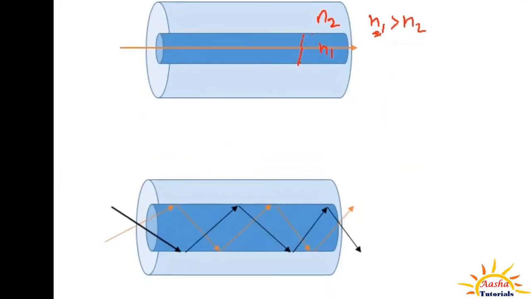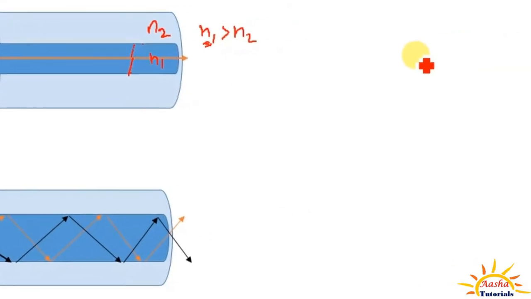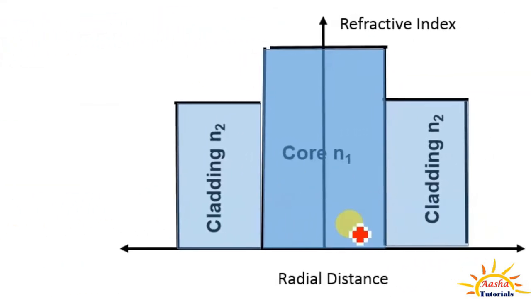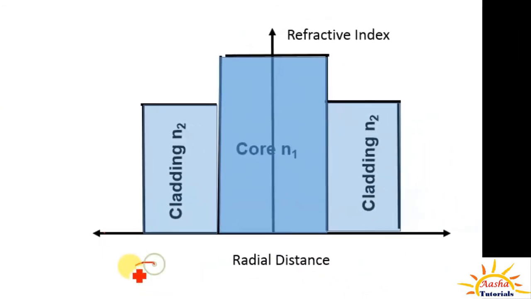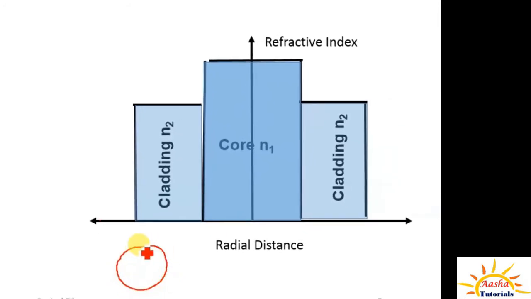A more correct idea about the index profile we get from this particular graph. Here I have shown the radial distance along the x-axis. That means, suppose I show the cross-sectional view of the optical fiber, this is the core, and this is the center of the optical fiber. Radially, as I go to the left or right, I find the refractive index of the core, which is N1, remains constant throughout the core of the optical fiber.